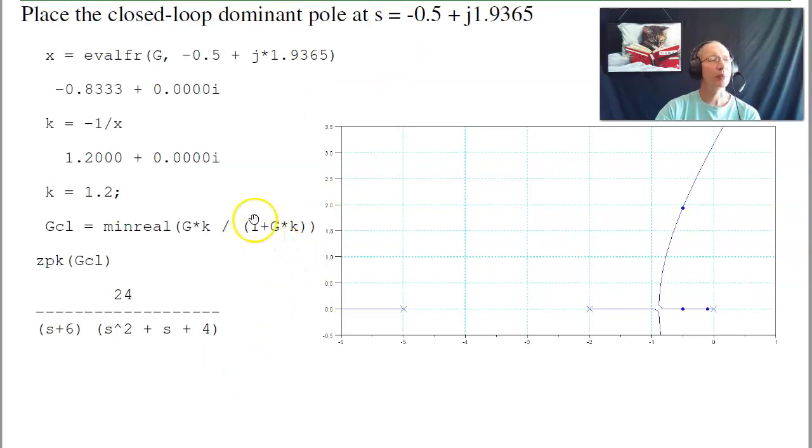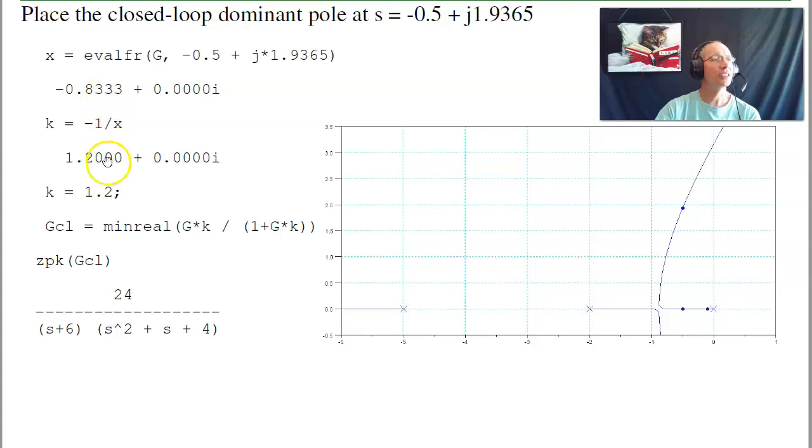Third example, suppose I want to put the pole right here, -0.5 plus j1.9. Again, any point on the root locus, g times k is -1. Plug in that point. This is another way to do this. This is in MATLAB. Evaluate g of s at s equals -0.5 plus j1.95. And I get negative real. The complex part should be 0. If it's not 0, the point I picked isn't on the root locus. This one is, so that looks good.